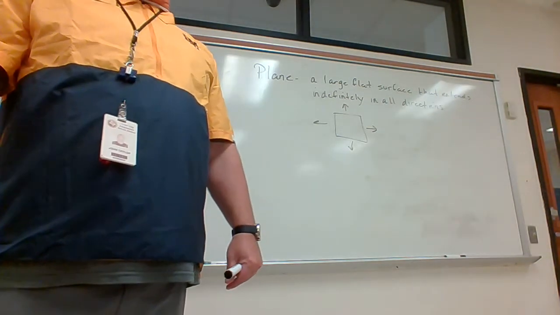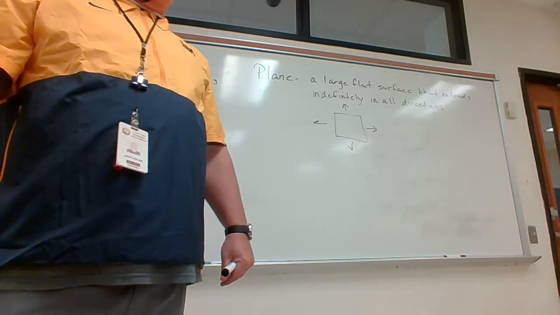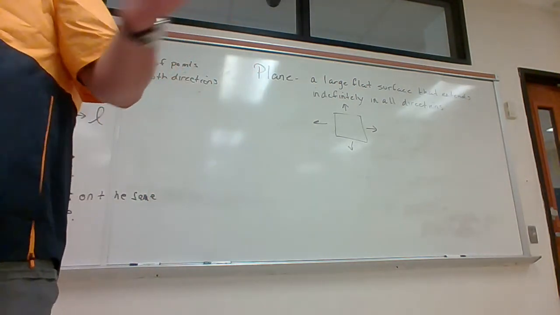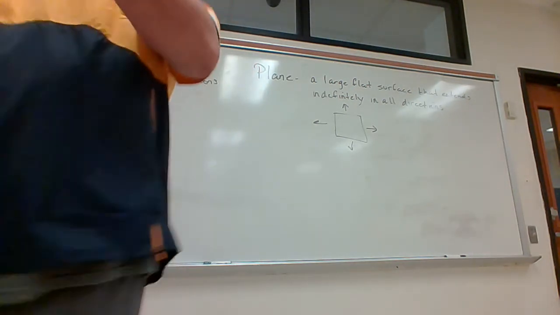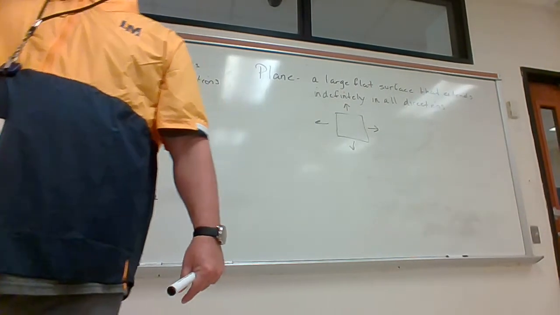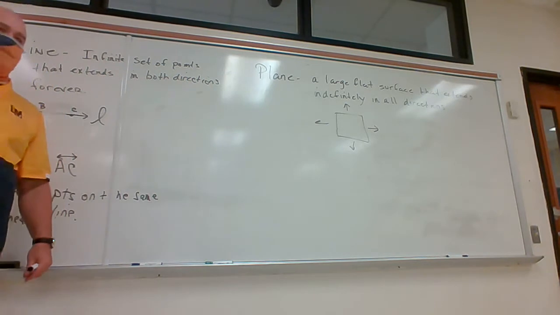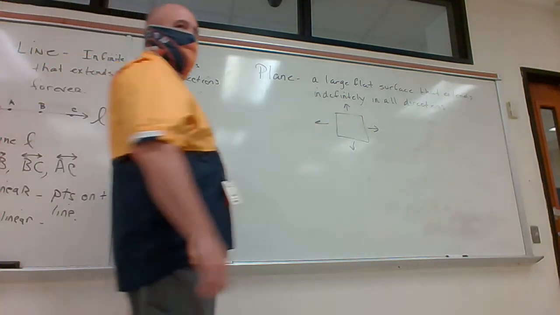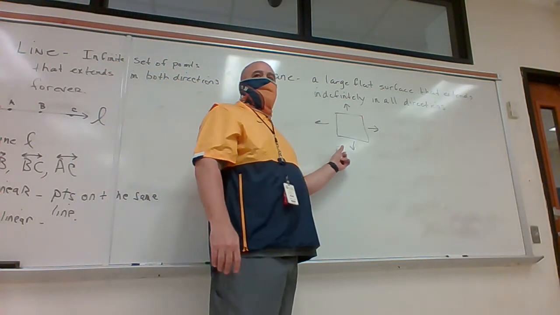Do you know the difference between two-dimensional and three-dimensional? Two-dimensional has length and width, that's it. Three-dimensional has length, width, and height. Four-dimensional has smell or touch. All right, so that would be a plane.